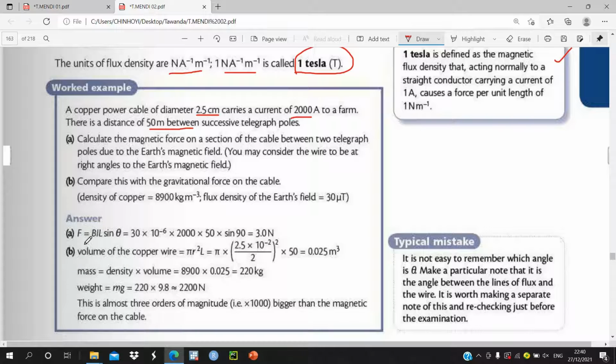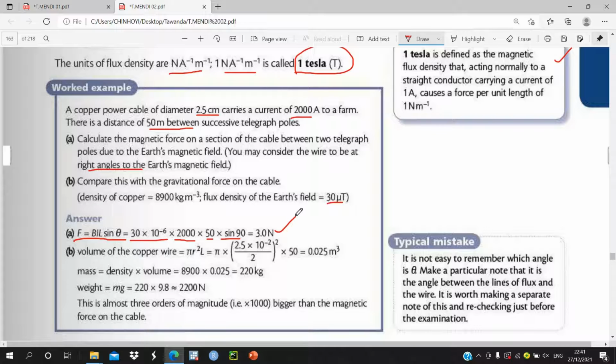So from this definition, the one we highlighted earlier, the force due to the magnetic field is BIL sine theta, and our B of the Earth is 30 mu Tesla. So mu is times 10 to the power of minus 6. Then our current is 2000. Then the length is 50 meters, times sine 90, because we are already told that we are going to assume that it is at right angles to the Earth's magnetic field. So if we calculate, we are going to get approximately 3 Newton.